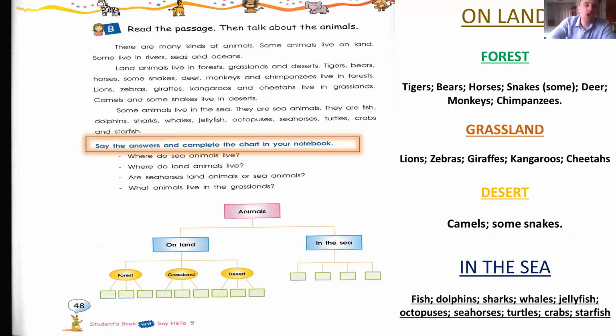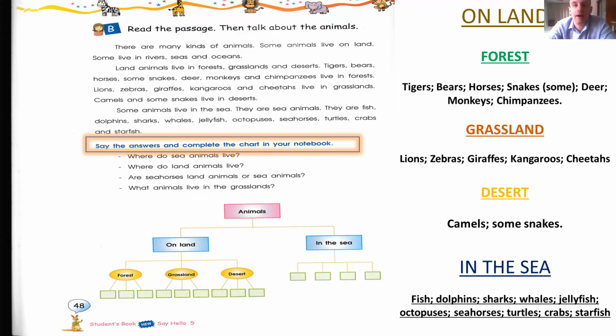First, let's talk about the animals in general. Do you see the chart below? We have a couple of rectangles: animals on the left, on land, and on the right, in the sea. On land, we have three classes, three groups: forest, grassland, and desert. First, let's take a look at that.